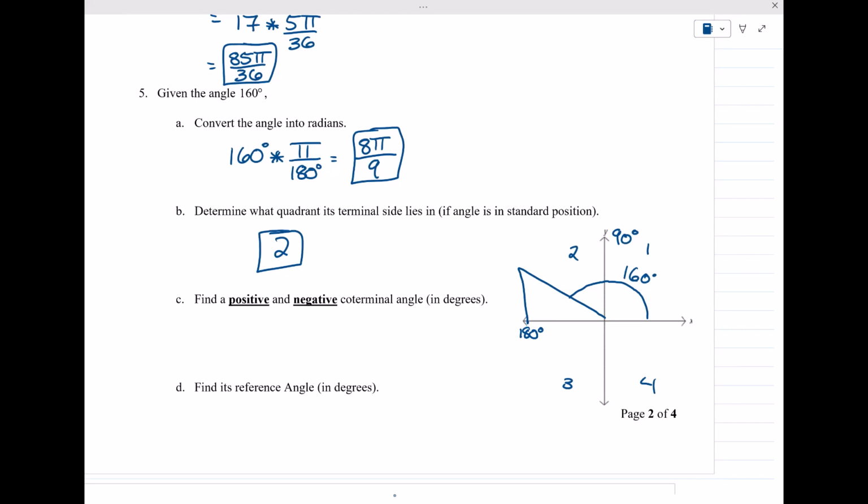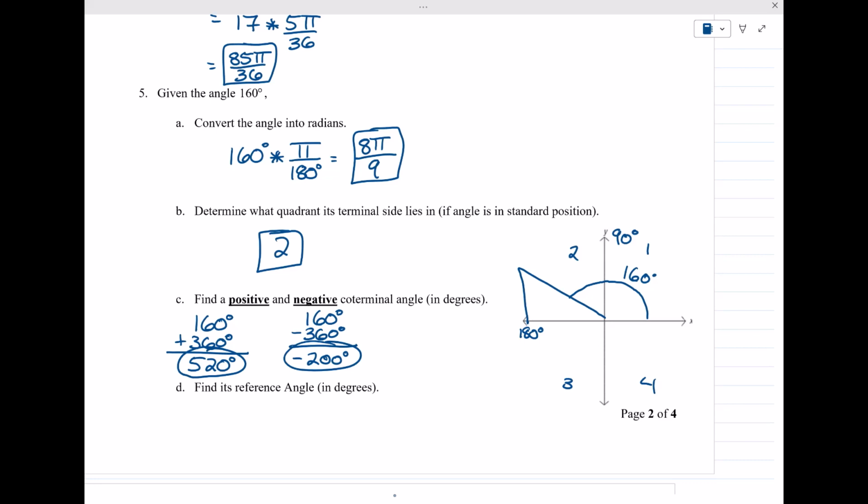When we're asked for a positive coterminal angle, what that means is you take 160 and you add 360. And when you want a negative coterminal, it's 160 minus 360. 160 plus the 360 is 520. And 160 minus the 360 is negative 200. Those would be a positive and a negative coterminal angle.